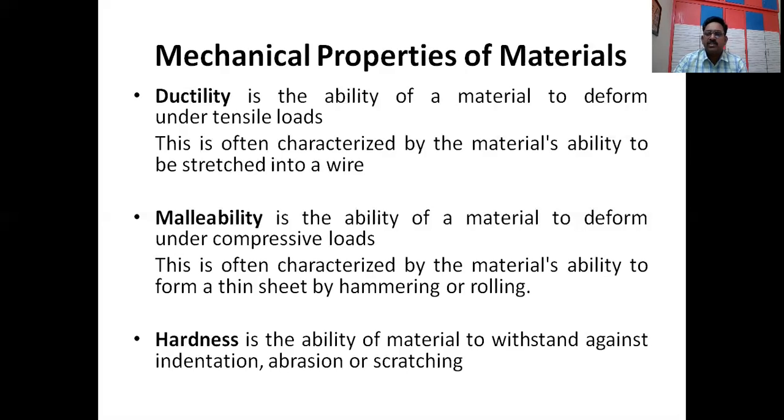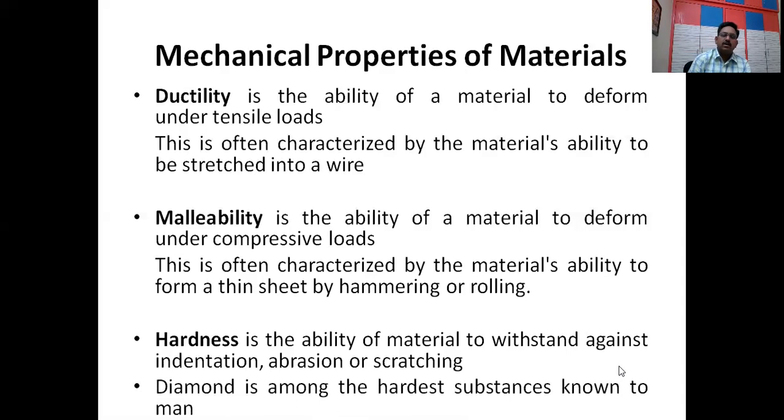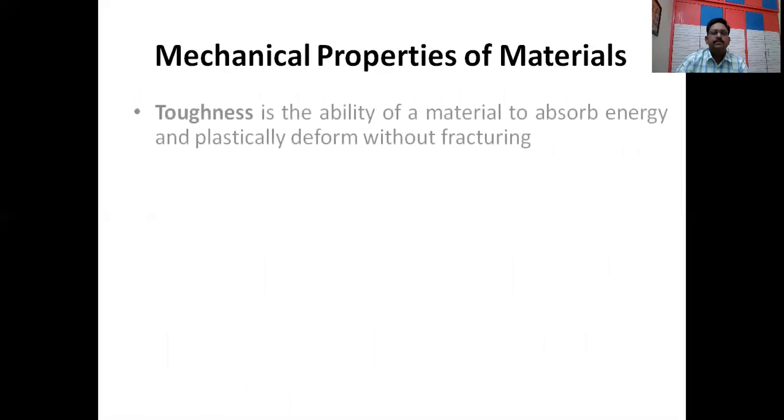Do you know what is the hardest material in this entire world and the universe? Diamond is among the hardest substances known to man. So diamond is the hardest material. That's why a diamond point is used for glass cutting, or for any place where we want to use it for cutting purposes. So we use a diamond to cut a hard material. So diamond is the hardest material that is known to man.